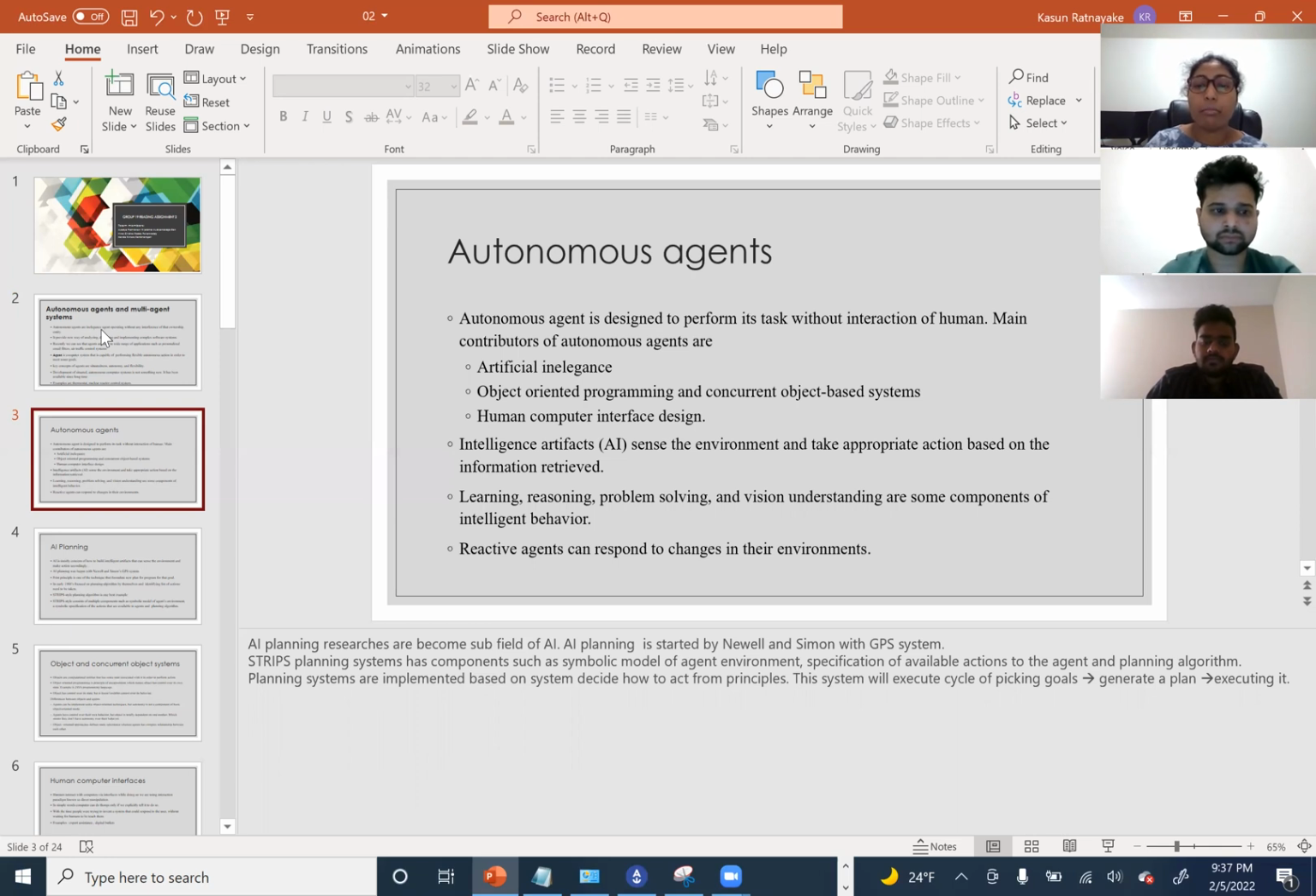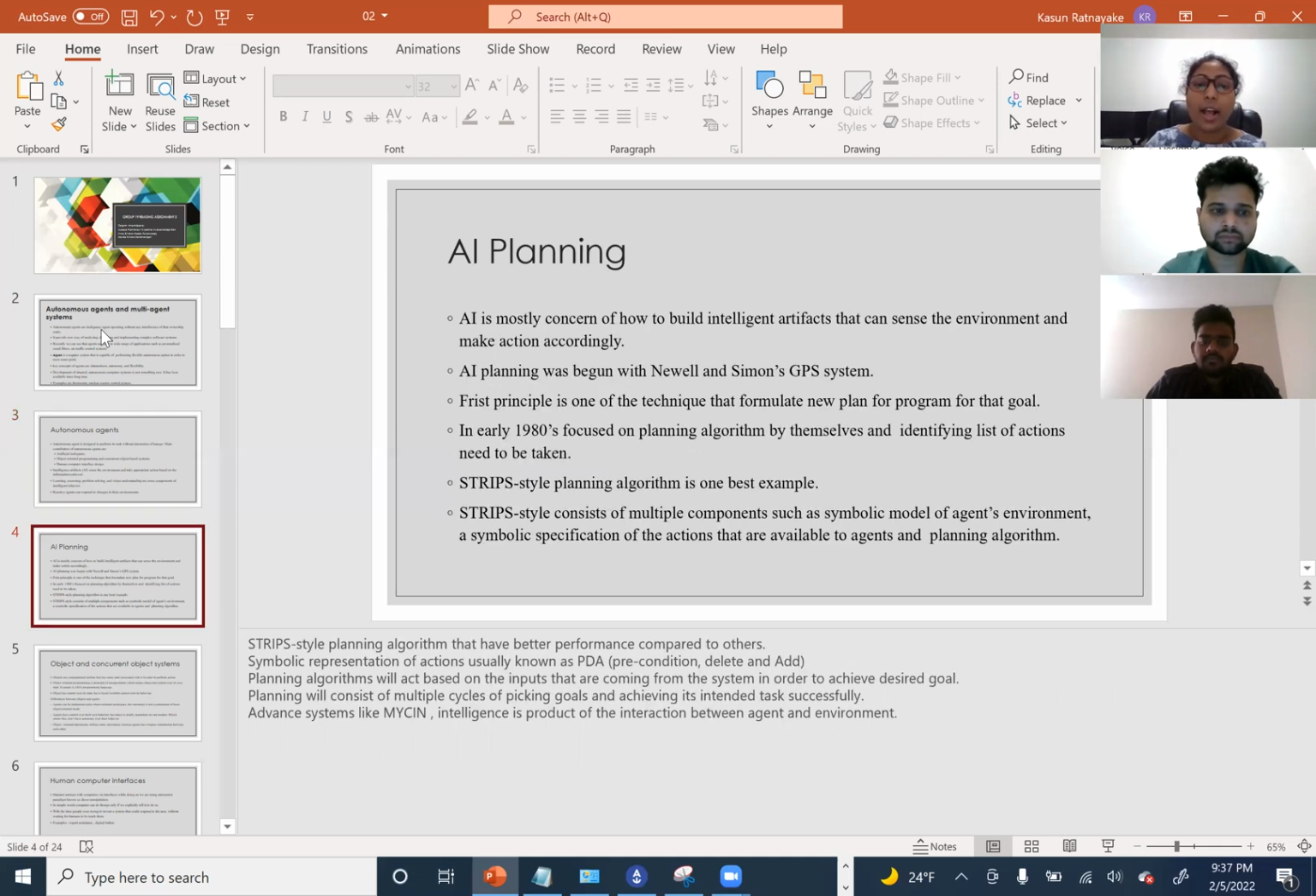Intelligent artifacts sense the environment and then take appropriate action based on the information they receive. Intelligent behavior has a couple of components like learning, reasoning, problem solving, and vision understanding. Reactive agents can also respond to changes in their environment. When it comes to AI planning, AI is mostly concerned with how to build intelligent artifacts that can sense the environment and act accordingly.